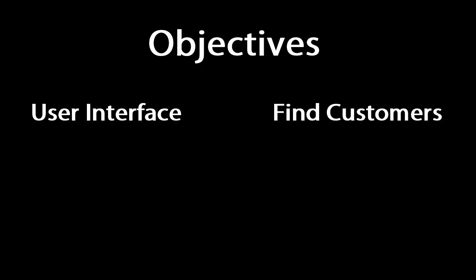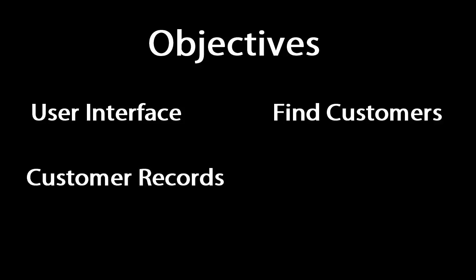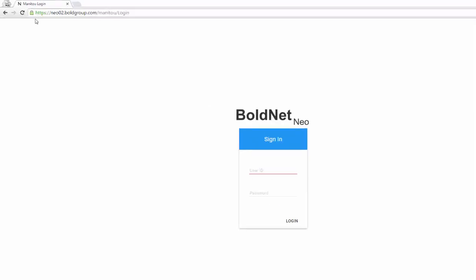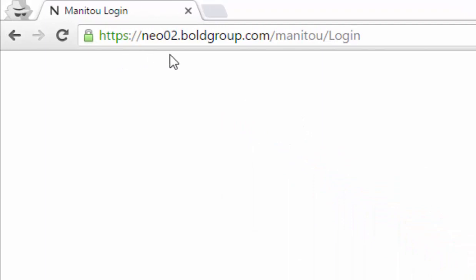Now that you know why we moved this direction, this tutorial is designed to introduce you to the changes to Boldnet and Boldnet Neo. Here, we will introduce you to the new user interface, search for and locate customer records, understand the newly improved customer record, run a report within a customer record, and place accounts on test. Your login address may change to a new address. Check with your Boldnet Neo provider for details.